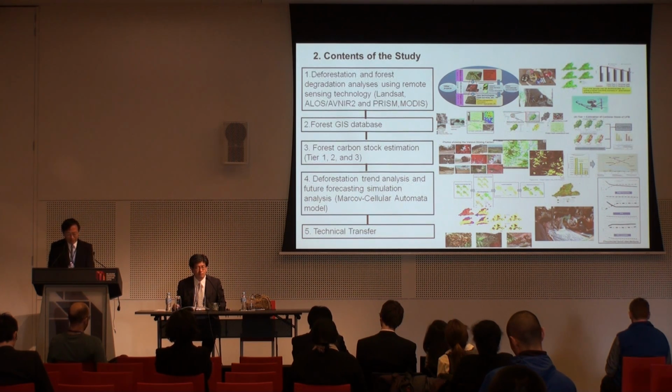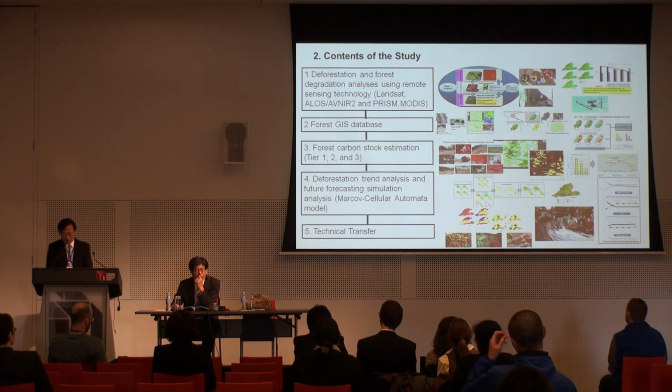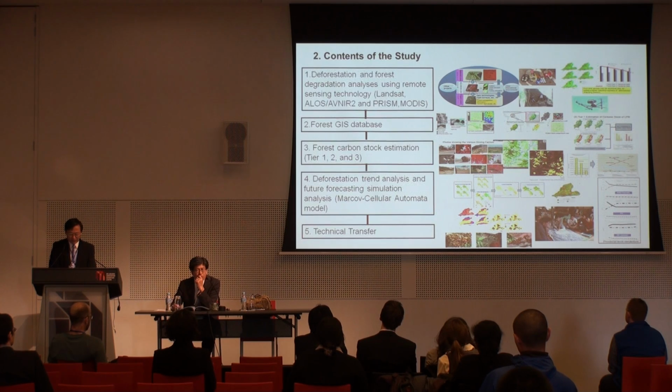The scope of the MRV in REDD+ mechanism is broad and complex, and our study consists of 5 components, as shown in this figure. We use the Landsat, ALOS, AVNIR-2, PRISM, MODIS images, and aerial photos for the deforestation and analysis using remote sensing technology. This figure also shows various outcomes of the study as an image. In this paper, however, results of remote sensing technology and photogrammetry analysis are mainly discussed.